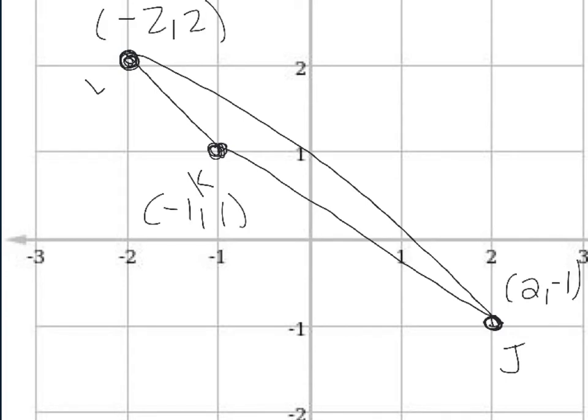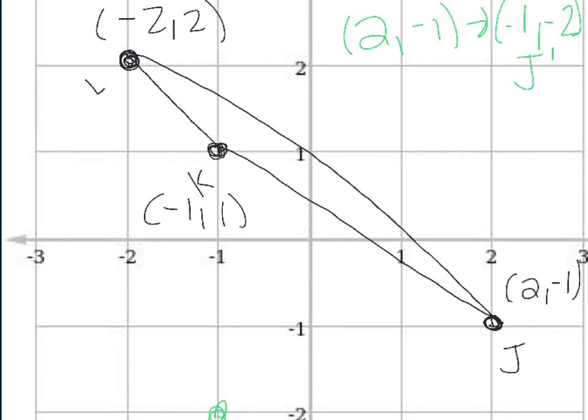So you can see that I wrote the mapping rule for rotating 270 degrees about the origin. And then I also just went ahead and wrote the coordinates next to the points. So what I can do is take those coordinates and use the mapping rule and find out where my image should be. Starting with J at 2, -1, I'm going to keep the -1 and change the 2, right? So I'm going to go from 2, -1 to -1, -2. And that's for J prime. So we have -1, -2, and that's J prime.